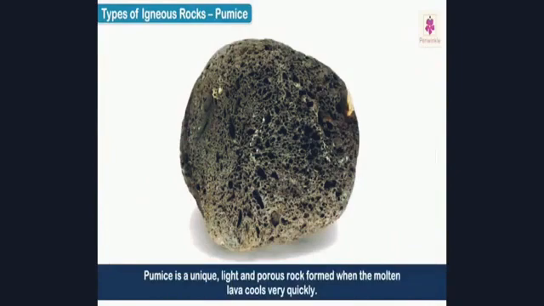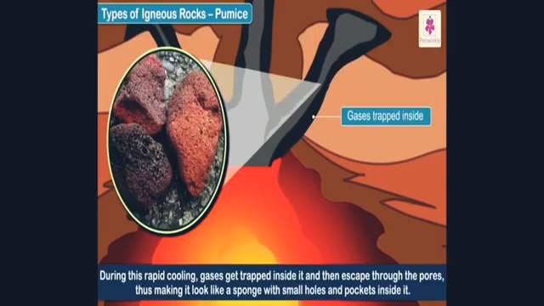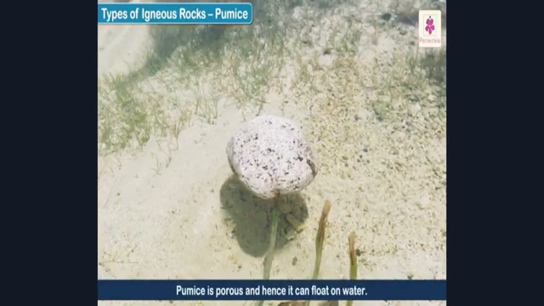Pumice. Pumice is a unique, light, and porous rock formed when the molten lava cools very quickly. During this rapid cooling, gases get trapped inside it and then escape through the pores, thus making it look like a sponge with small holes and pockets inside it. This makes pumice so porous that it can float on water.